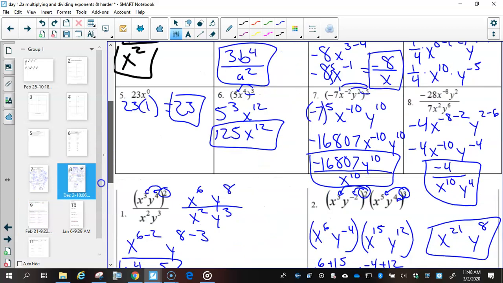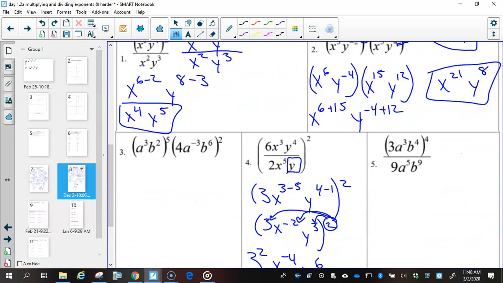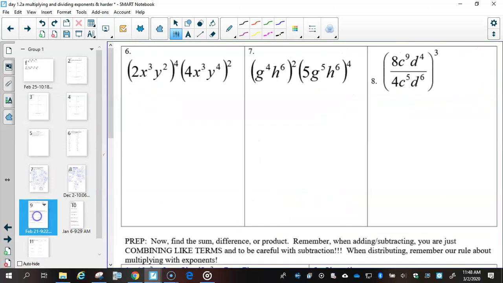We've got 3 of these. 1, 2, 3. I'm going to do one more. I'm going to do one of these, and then I'm going to let you try some. Let's say we do this one. These are going to work out to be the same thing. For this, we are multiplying, we are raising exponents to exponents.